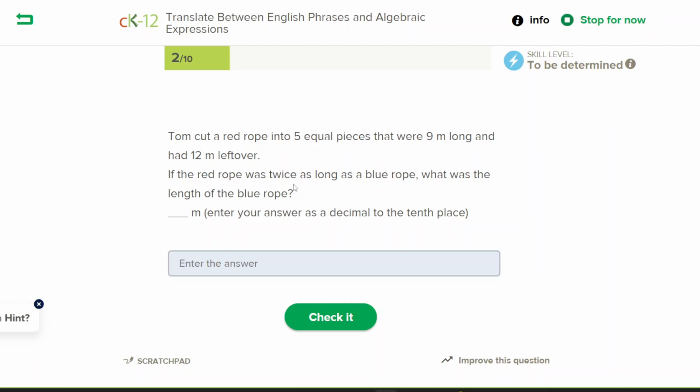If the red rope was twice as long as a blue rope, what was the length of the blue rope? And then you enter your answer in meters, and it says enter your answer as a decimal to the tenths place. To the tenths place, right? So right after the ones place, you have a decimal point and then the tenths place after that. All right, so a red rope was cut into 5 equal pieces that were 9 meters long and had 12 meters left over.